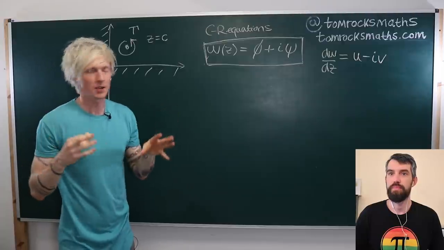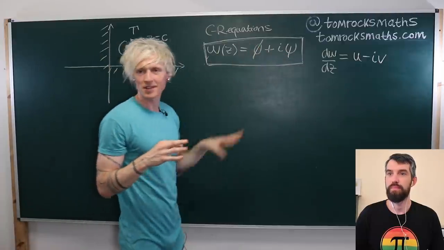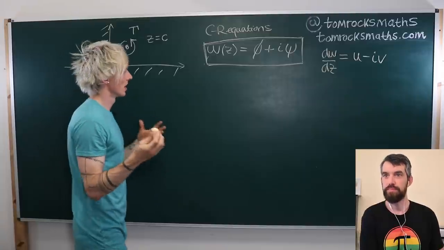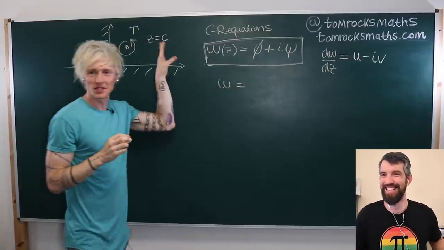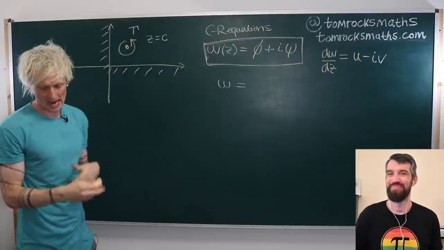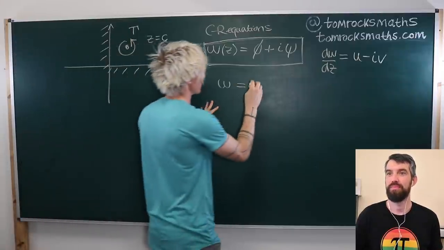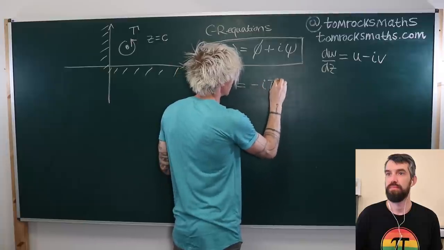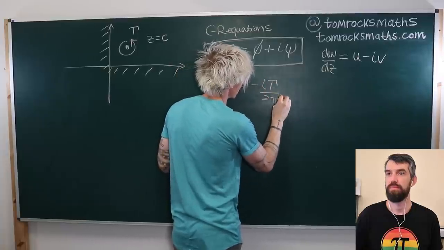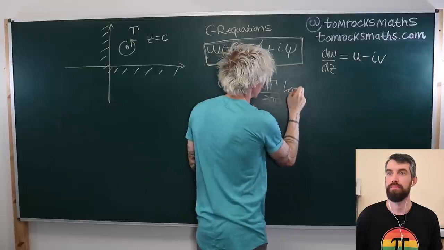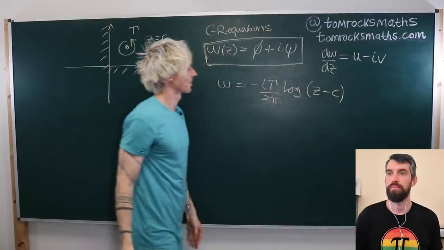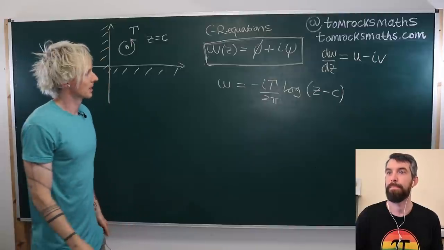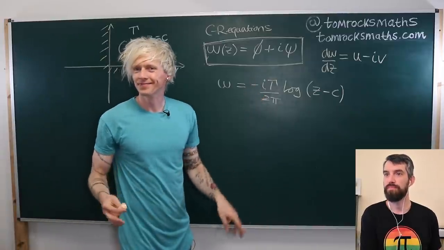We can compute this by deriving the various stream function and velocity potential, but I'll just give you this. So we know that a single vortex has a complex potential which is given by minus i gamma over 2 pi times the log of z minus c. The 2 pi is there for scaling.